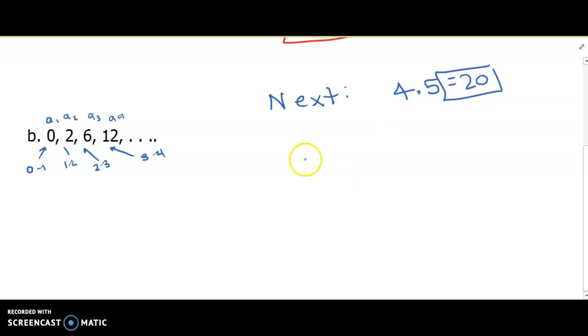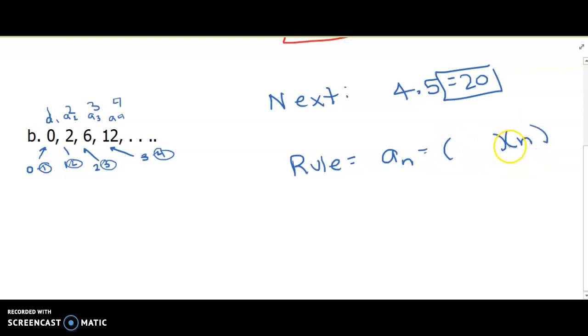Okay, and if I want to find a rule, I'd write A sub n equals. Now notice, this is my first term, second term, third term, fourth term, and that's always the bigger of the two numbers that I'm multiplying, right? So it'd be something times my n. Well, it always is the number in front of my n, so I could put n minus 1 here. Okay, so this would be my rule.